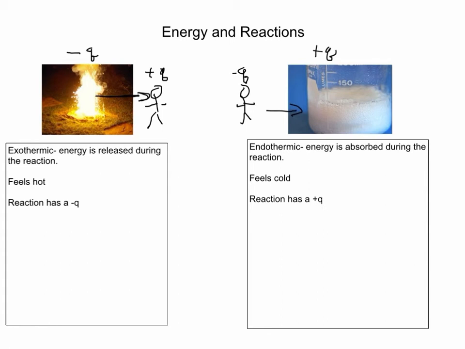And this is actually why things feel hot and cold. Things feel hot if they release energy to us. Things feel cold if they absorb energy from us, if they take energy away. Exothermic, exo, means outside, so energy, temperature is being released outside. Endo means inside, so that means energy is going into the reaction.